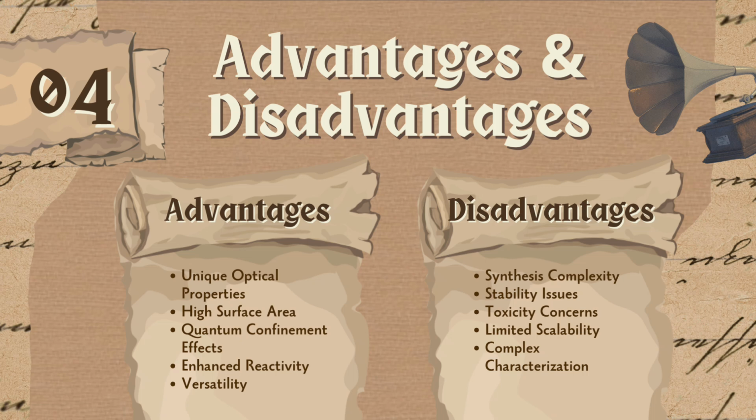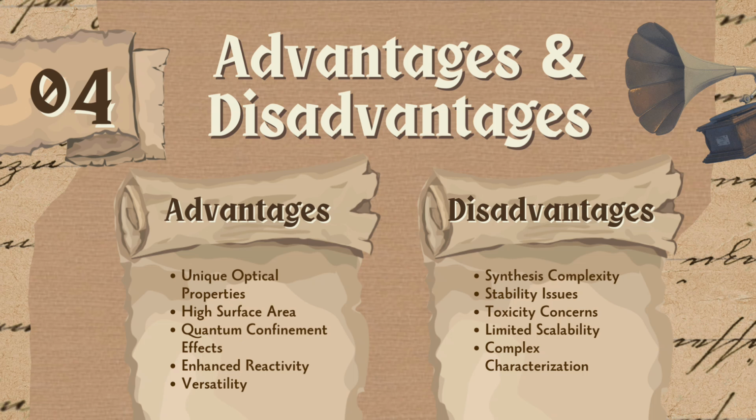And the opposite to advantages, well, of course, the disadvantages of zero-dimension nanomaterials. The first one is synthesis complexity. Producing zero-dimension nanomaterials with uniform size and properties can be challenging and quite expensive. The second one is stability issues. They can be chemically or thermally unstable, leading to aggregation or degradation over time.